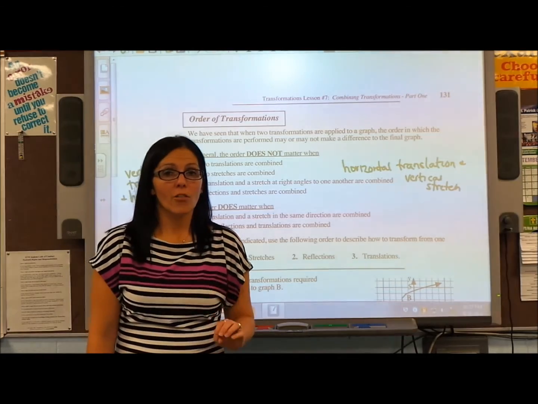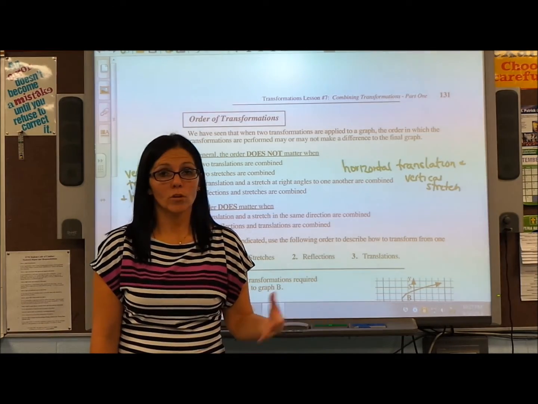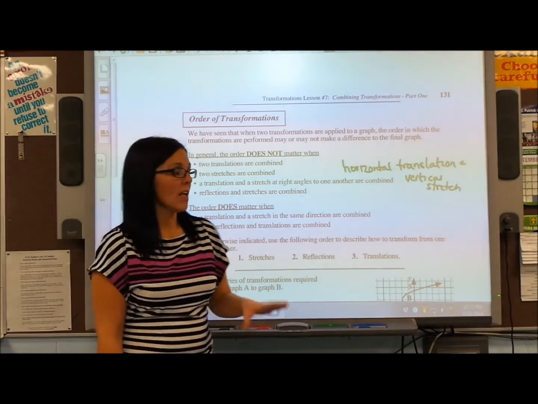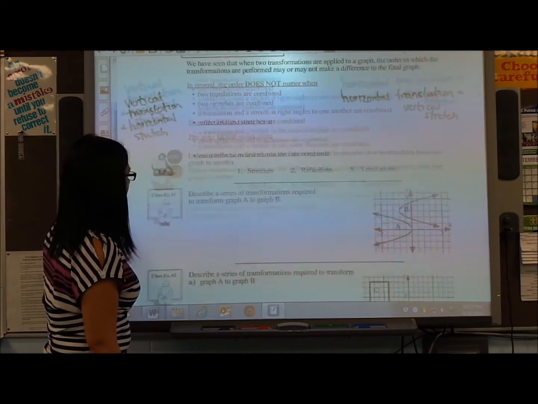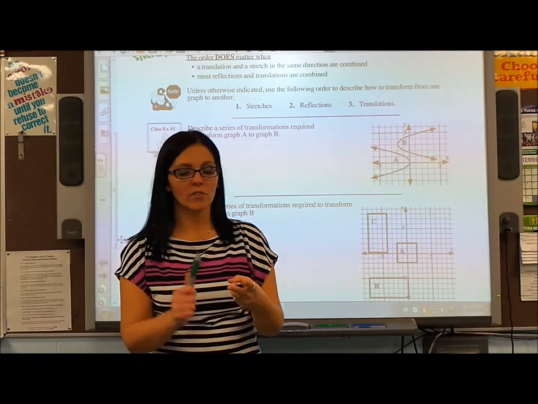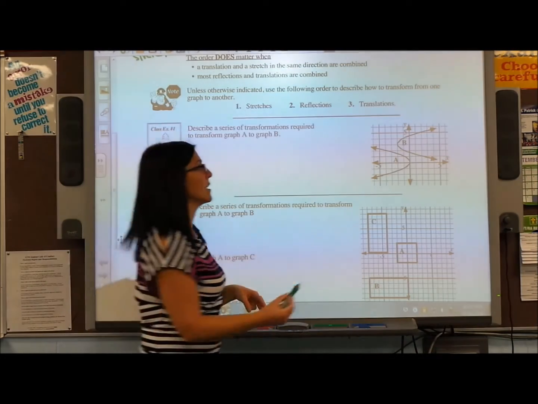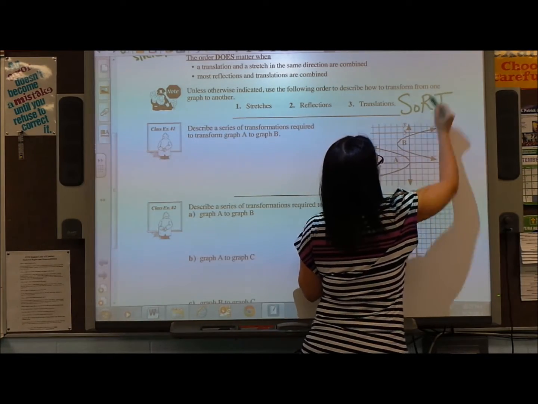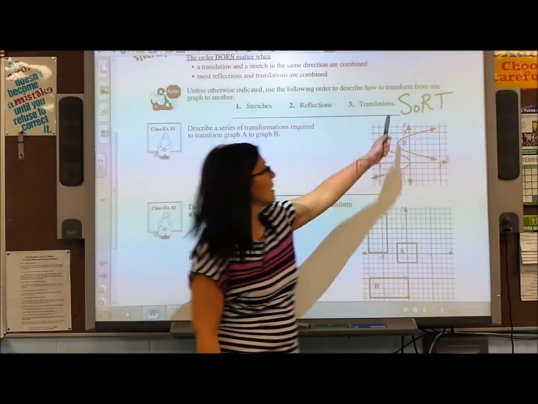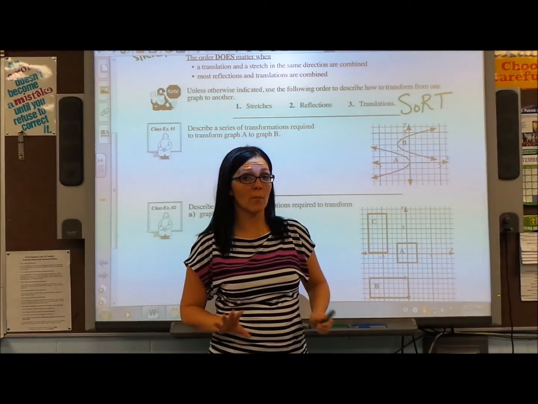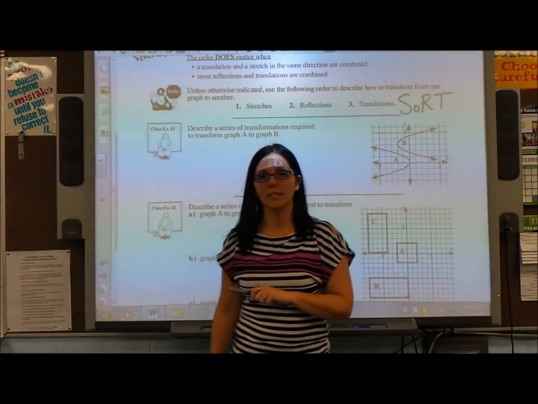So just like in math operations where we have BEDMAS, order of operations, we have an order for transformations. That order, unless otherwise indicated, is to stretch, reflect, and translate. You can stretch or reflect, it's not going to matter which one, and then translate.